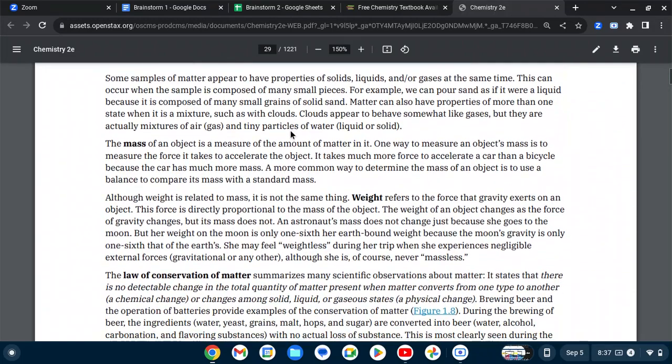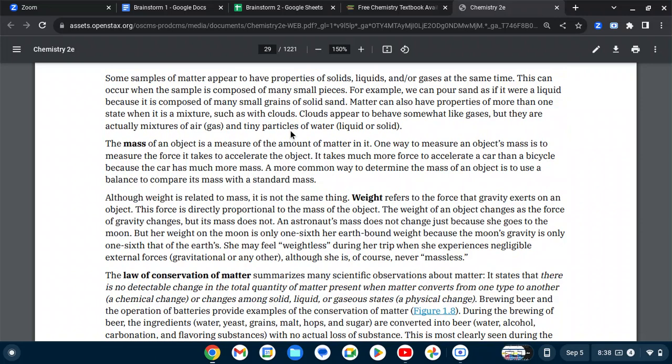Some samples of matter appear to have properties of solids, liquids, and/or gases at the same time. This can occur when the sample is composed of many small pieces. For example, we can pour sand as if it were a liquid because it is composed of many small grains of solid sand. Matter can also have properties of more than one state when it is a mixture, such as with clouds. Clouds appear to behave somewhat like gases, but they are actually mixtures of air and tiny particles of water.